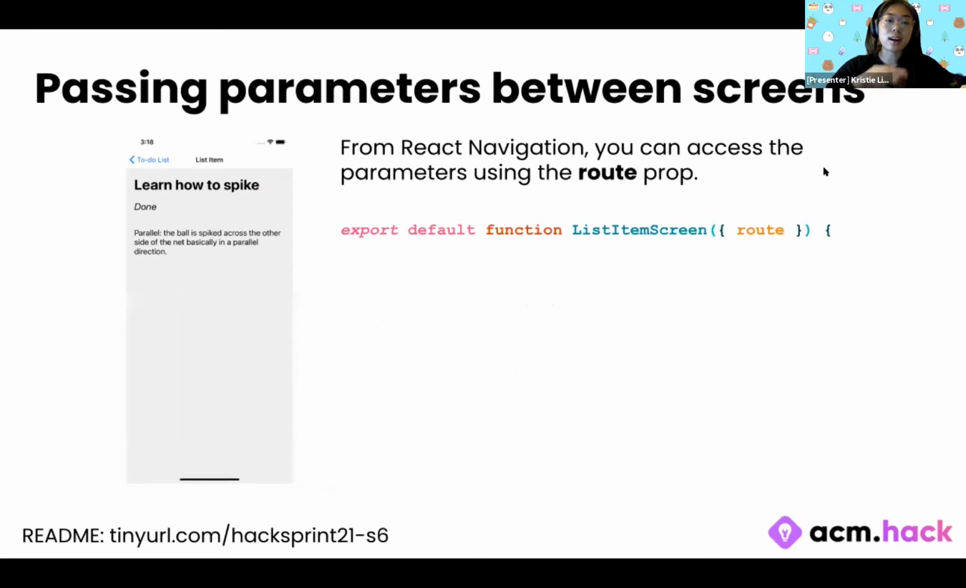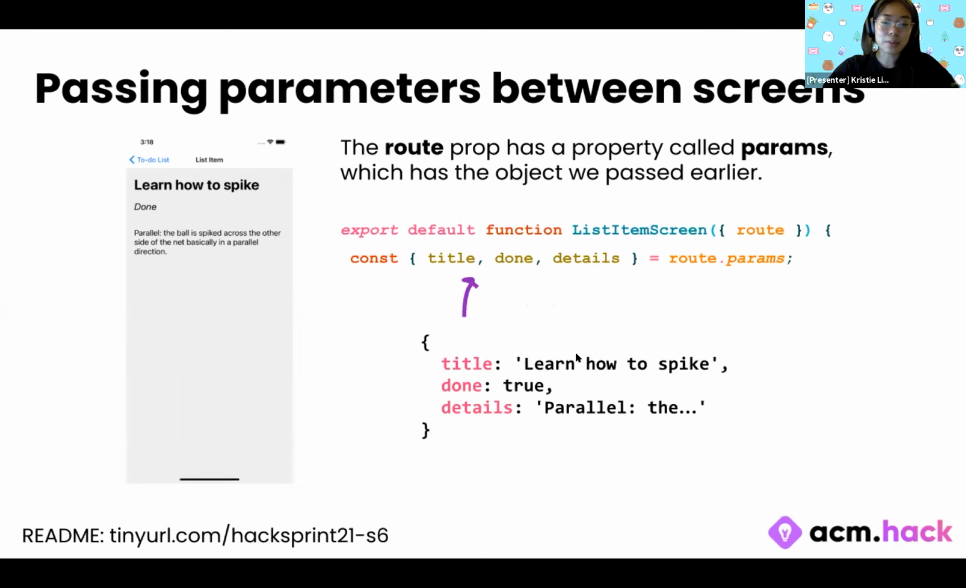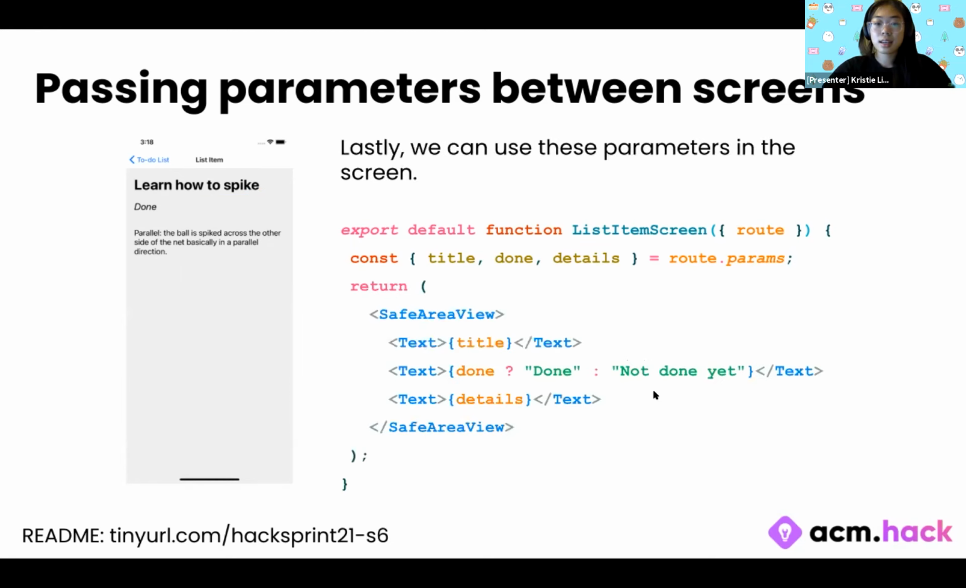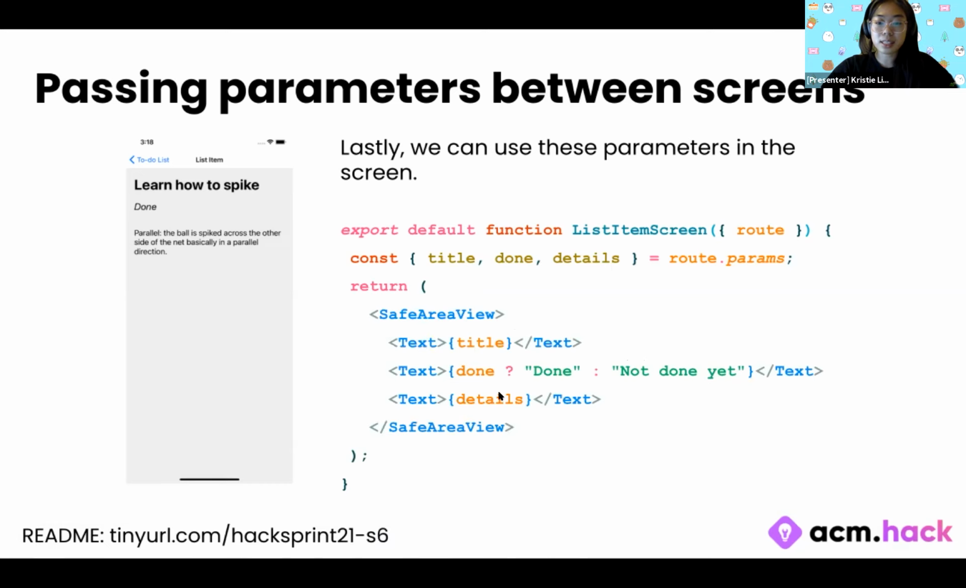And then on the other side, on the list item screen, we can use the route prop. This is provided to you from React Navigation as well. And then inside of the route prop, there's another property called params. And then inside of params are the same properties that we passed on the other side inside the list screen. And then once we have title, done, and details, then I can use those variables inside my screen. So let's do that now.